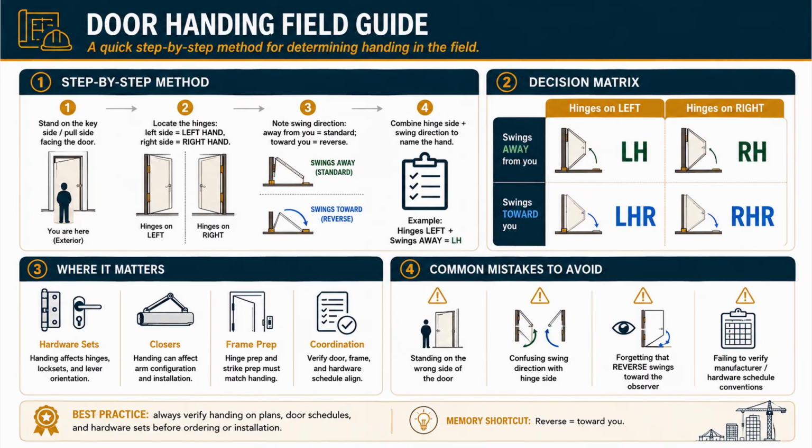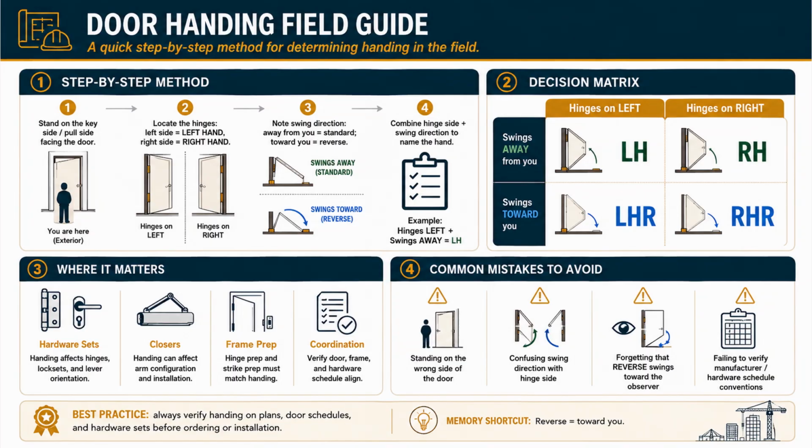Exactly. Panel 2, the decision matrix, is the fastest way to get this automatic, so let's drill it. 2 questions: which side are the hinges on, and which way does it swing? Hinges on the left, swings away from you, left hand. Hinges on the right, swings away, right hand. Hinges on the left, swings toward you, left hand reverse. Hinges on the right, swings toward you, right hand reverse. Pause the video and quiz yourself on that grid until you can fill it in from memory. It will be on test 4.